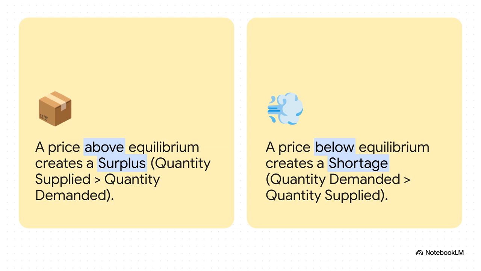If the price is too high, you get a surplus. Producers are supplying more than consumers are demanding. Goods just sit on the shelves. This forces sellers to lower their prices.